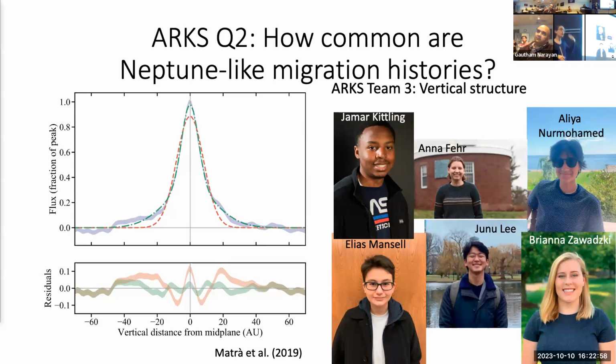So there are only 2 systems where this measurement has been made at high resolution so far, AUMIC and Beta Pic. And now we're doing it for a sample of 8 more with our ARCS large program. And we're going to see how many of them have Neptune-like migration histories like Beta Pic, how many of them have Uranus and Neptune analogs, unlike AUMIC, right? We're going to answer these questions for a larger sample of objects.